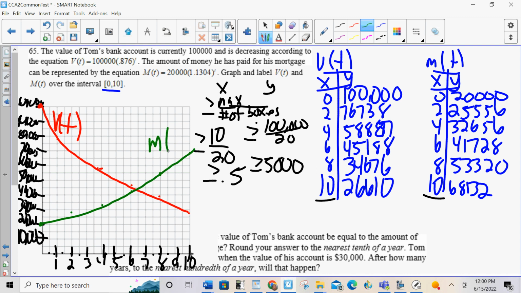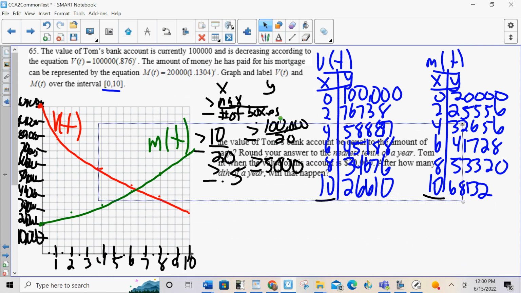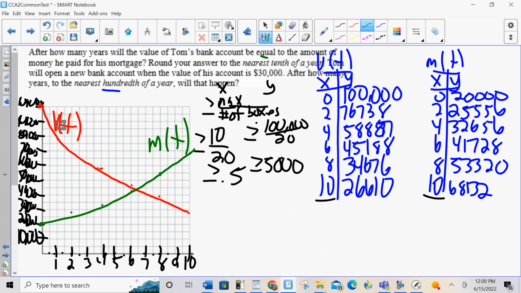So to graph something, come on, just type them into the calculator, type into y equals, pull the points from your table of values and plot them. Follow-up questions: they almost always ask the same follow-up questions. The first follow-up question almost always is the intersection. Let's see if that's what it's asking here. I have room to actually do this. After how many years will the value of Thomas' bank account be equal to the amount of money he paid for his mortgage? Round your answer to the nearest tenth. It's asking for the intersection.